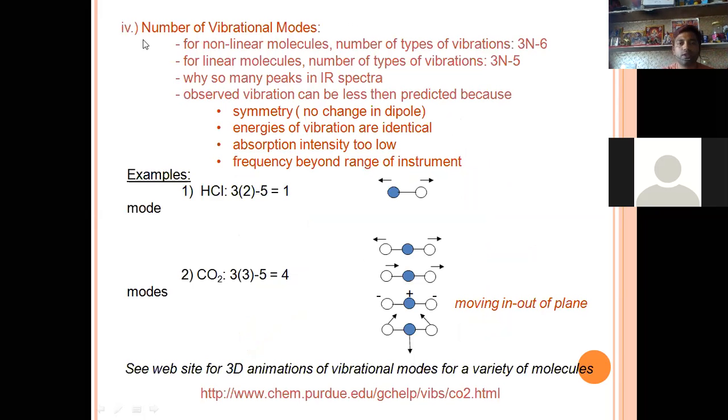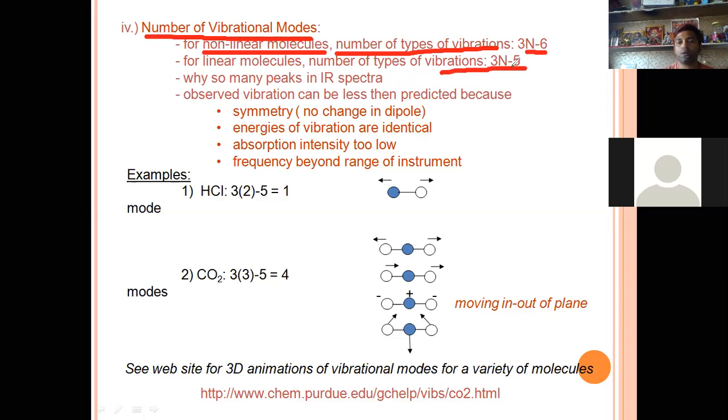Now this is very important: number of vibrational modes. We are only concerned with non-linear and linear molecules. There is a formula. For non-linear molecules, the number of types of vibrations will be 3n minus 6. And for linear molecules, the number of types of vibrations will be 3n minus 5.